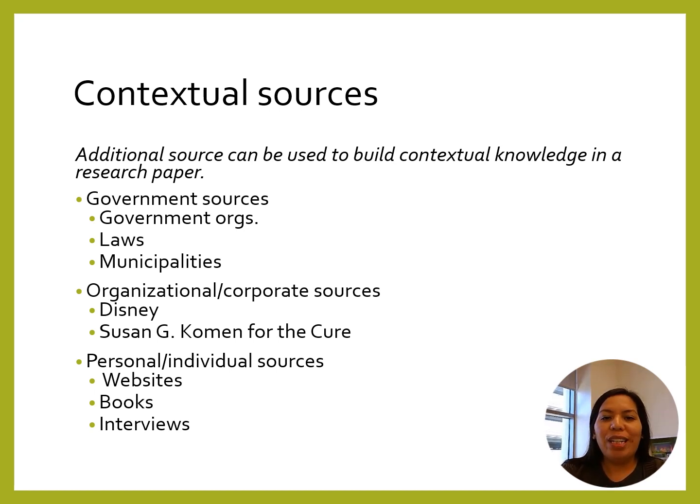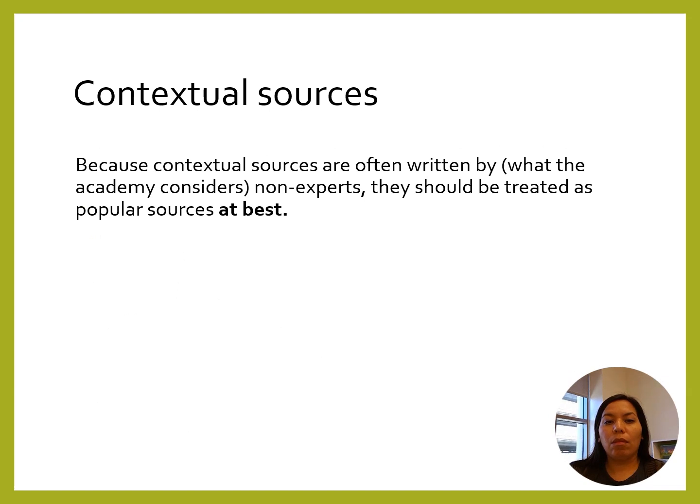So in terms of contextual sources, these are additional sources that can be used to build contextual knowledge in a research paper. So these might look like government sources, organizational or corporate sources, as well as personal or individual sources. All right, so in terms of contextual sources, because these sources are often written by what the Academy considers as non-experts, they should be treated as popular sources at best.